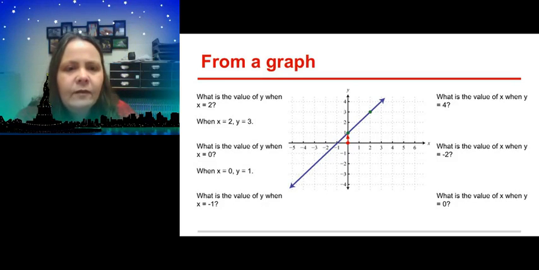All right, what is the value of y when x equals negative 1? So we're going to find negative 1, and if you notice, negative 1 is right there on the x-axis, and on the x-axis, the values of y are 0. So when x equals negative 1, y equals 0.